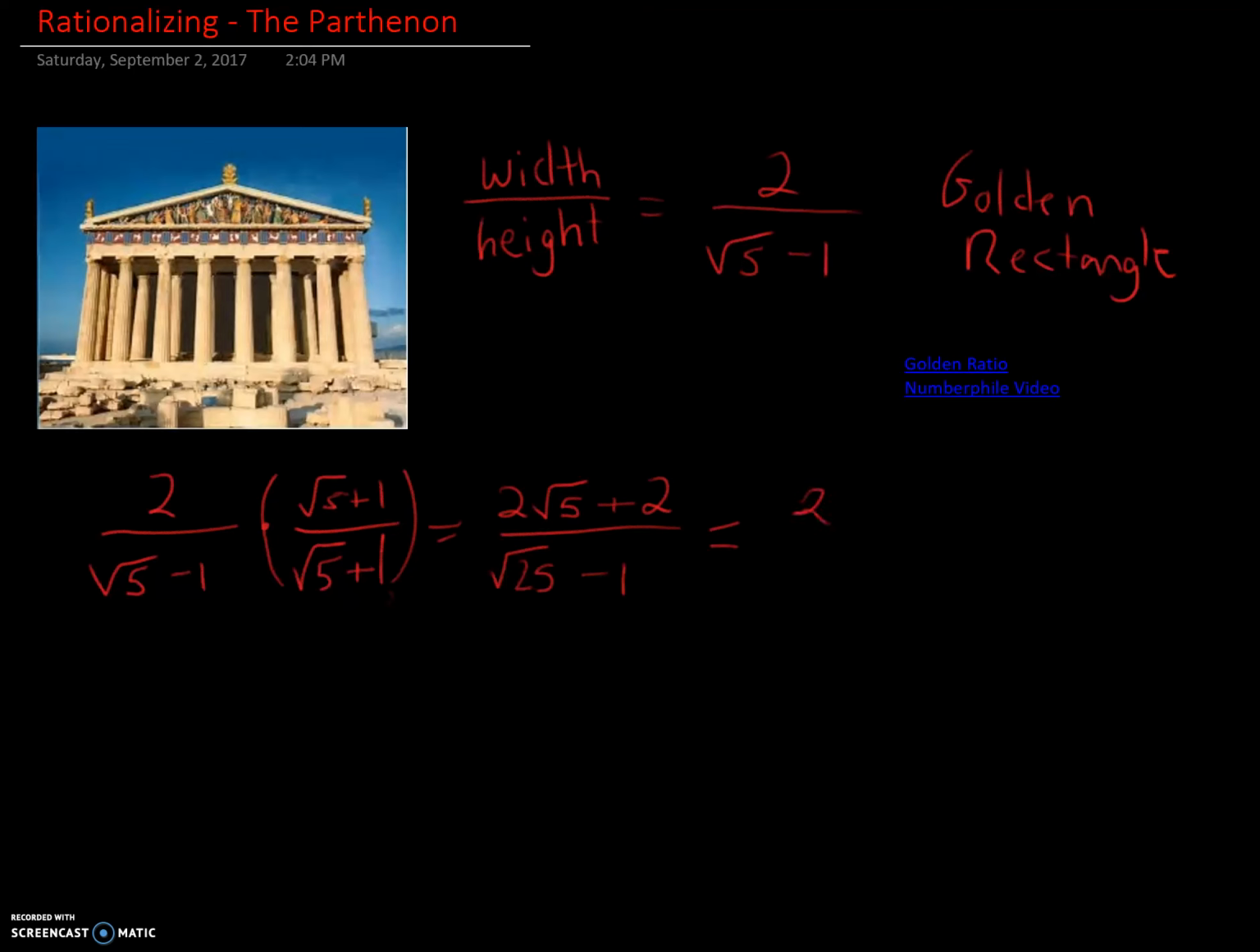So when I take this, I get 2 root 5 on top still, plus 2, all over 5 minus 1. And we keep going. And that's all over 4. So it looks like it's done.